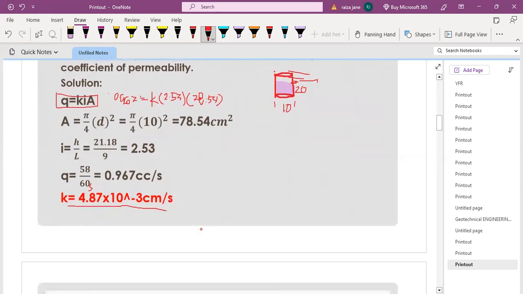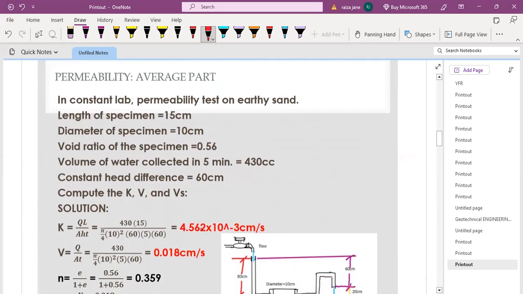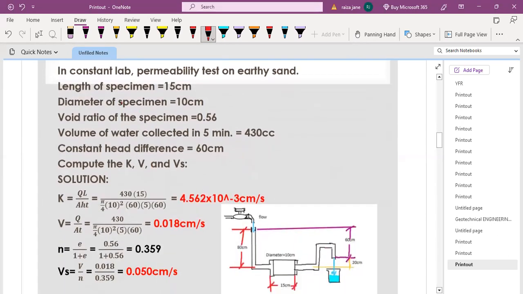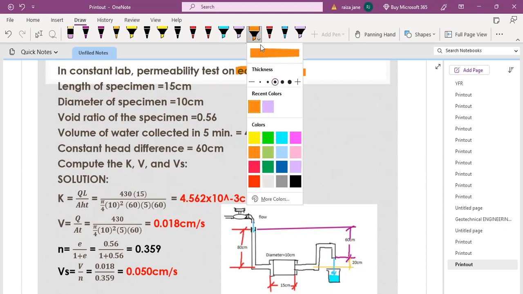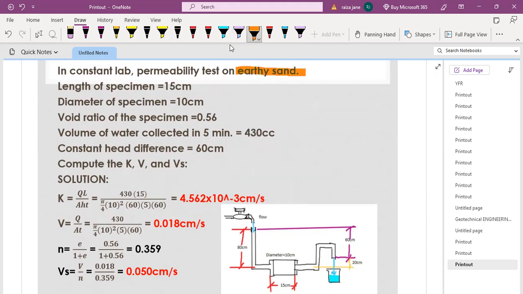Next, proceed to the next problem. In constant head laboratory permeability test on earthy sand. Kung naririnig natin yung word na earthy sand, ano yung napapaisip natin or ano yung tumatakbo sa utak natin when we say earthy sand? Yung earthy sand is ito yung pinong-pinong buhangin na tinatawag.